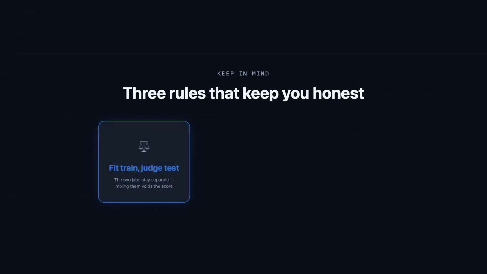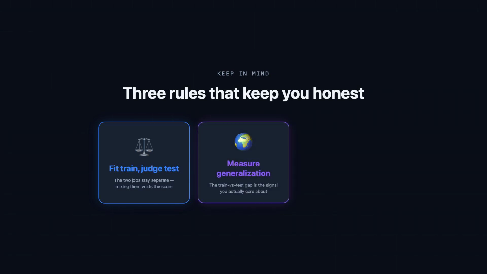All right, let's keep in mind the ideas that matter most whenever you split data. First, fit on the training set and judge on the held-out test set, always. The two jobs stay strictly separate because the moment they mix, your evaluation stops meaning anything and you're back to grading homework you already saw. Second, remember what you're really measuring here: true generalization rather than memorization. That gap between training and test performance is the honest signal you care about.